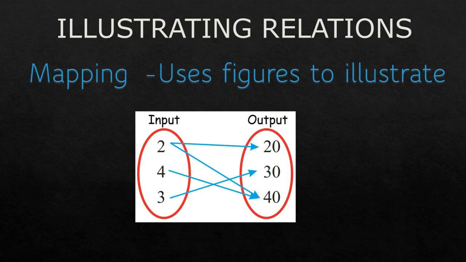Ang dalawang set na ito ay pinaghihiwalay ng mga shapes or figures at pinagdudugtong naman ng mga arrows. By following the arrows, we can see that 2 is connected to both 20 and 40. 4 is also connected to 40 and 3 is connected to 30.